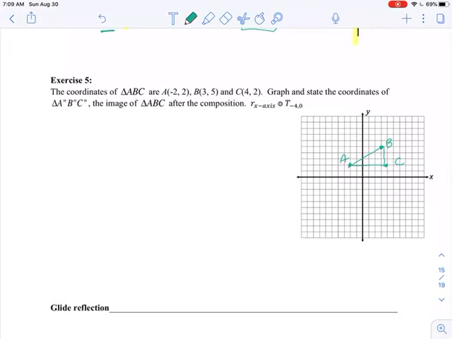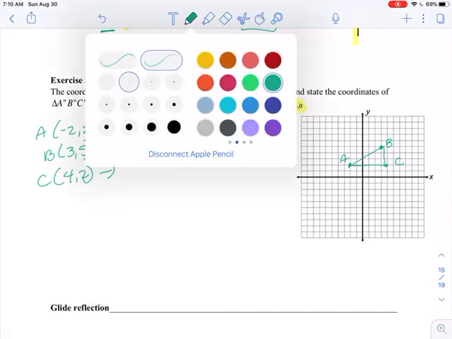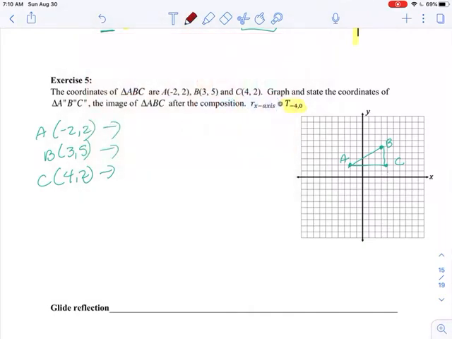Graph and state the coordinates of A double prime, B double prime, C double prime, the image of ABC after a composition. So first I'm going to do a translation of negative 4, 0, and then I'm going to do a reflection over the x-axis. So these are my original points, A, B, C. I like to write them down because I'll show you I'm going to sort of build off of them. So the first thing that I'm going to do is I'm going to do this translation.